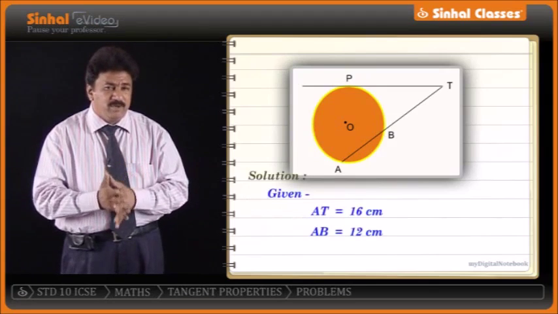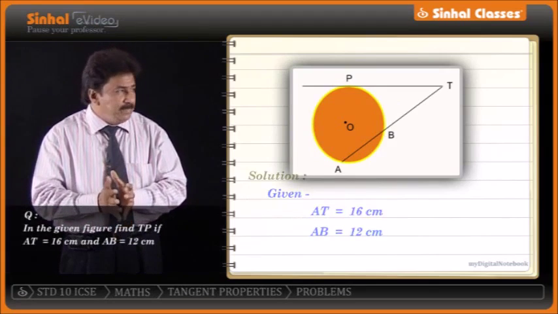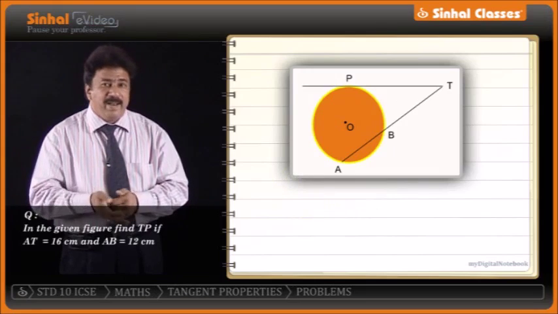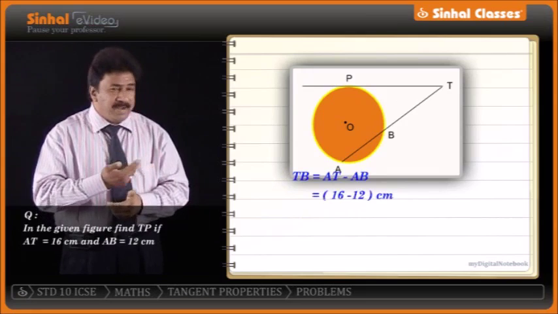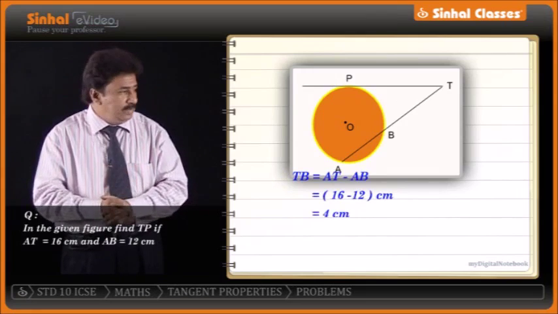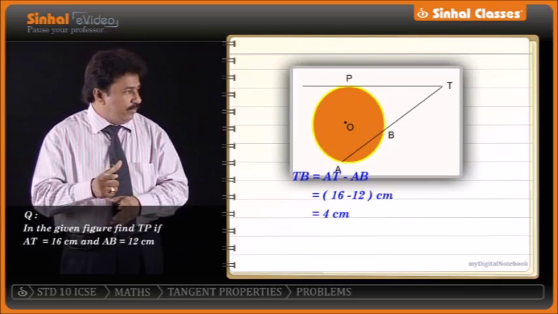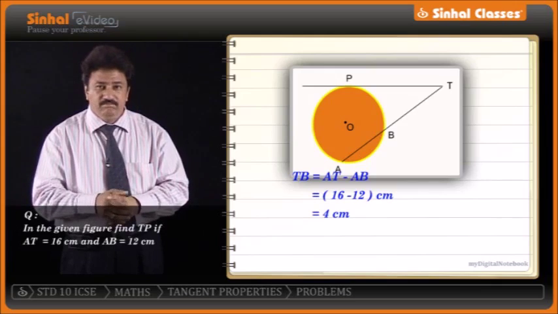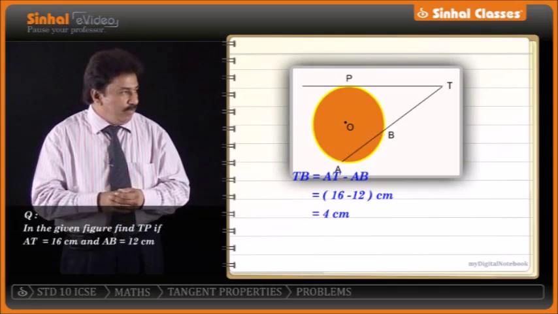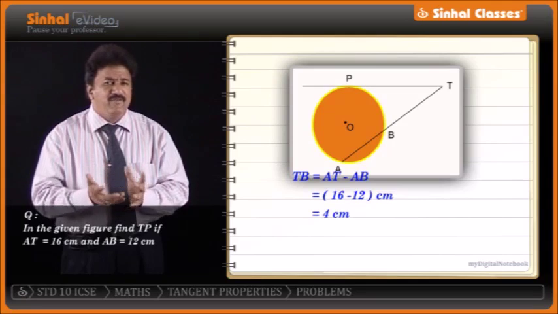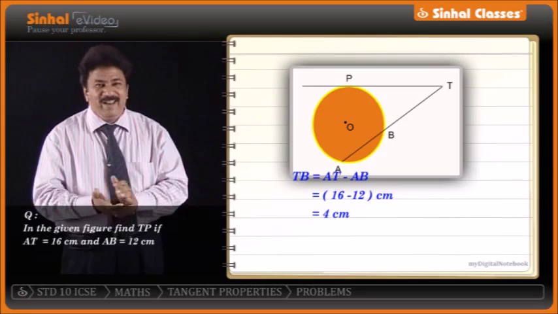TB is not given to me, it's missing. How to find TB first of all? TB is nothing but AT minus AB. That is 16 minus 12. That will give me 4. So 4 is nothing but TB. Yes, so I am ready with all the information. TB is now 4 and TA is 16. I can find out TP very easily now.